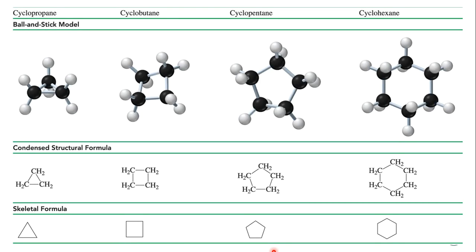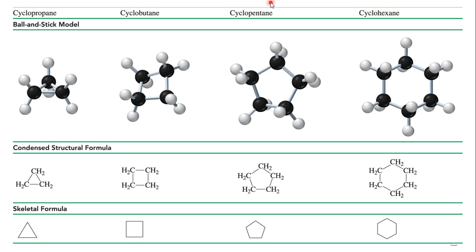So here's some examples of some of the most common cyclic structures. So we've seen cyclopropane. Cyclobutane is 4 carbons. So cyclopropane and cyclobutane don't exist much. These are pretty strange structures. They're really small angles. Those atoms are really close together. We don't see that often.